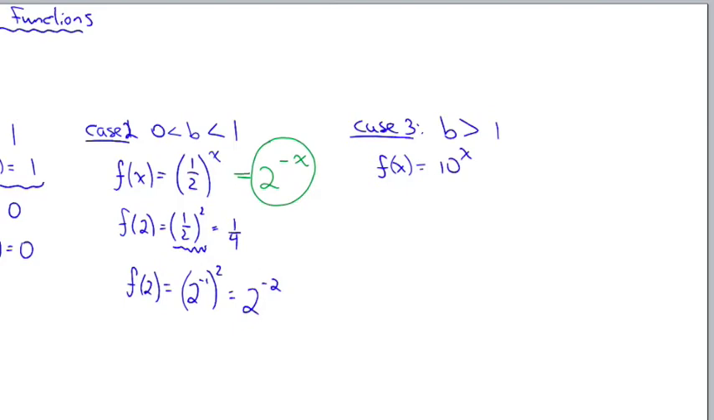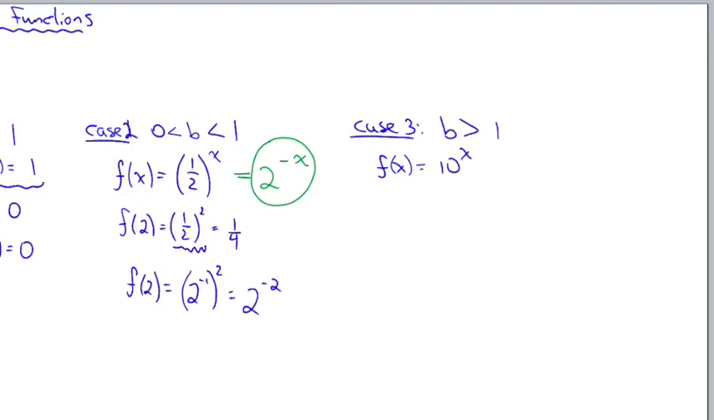10 to the first, 10 to the second, 10 to the third? Obviously those are going to work because that's how our real numbers work. What about 10 to the negative 1, 10 to the negative 2, 10 to the negative 3? Will that work? What's 10 to the negative 2 equal? 1 over 100.